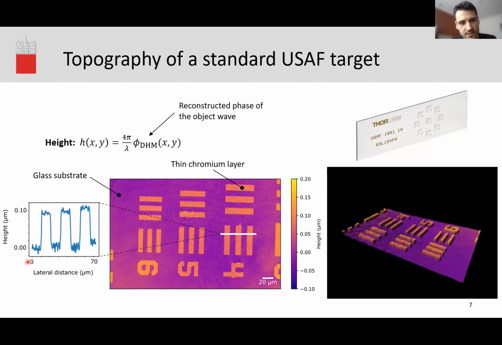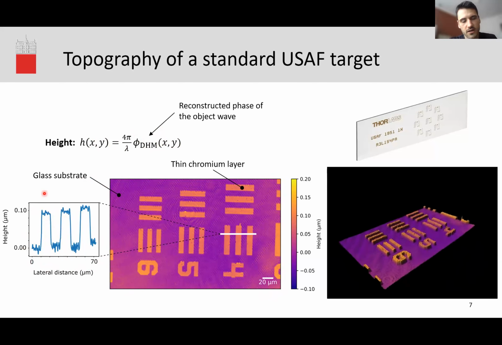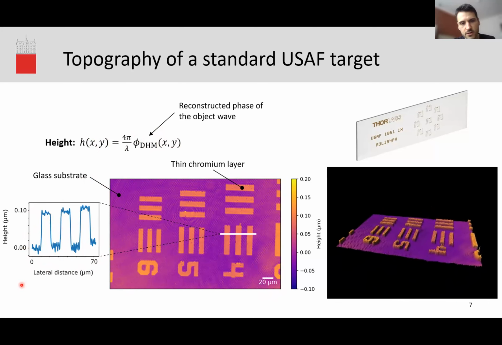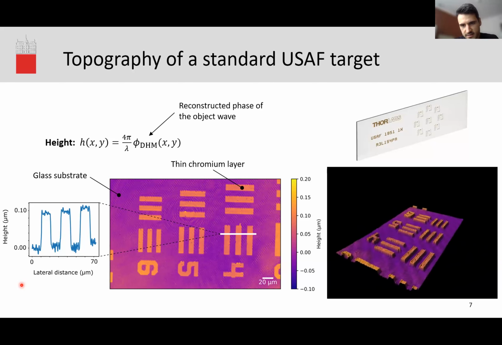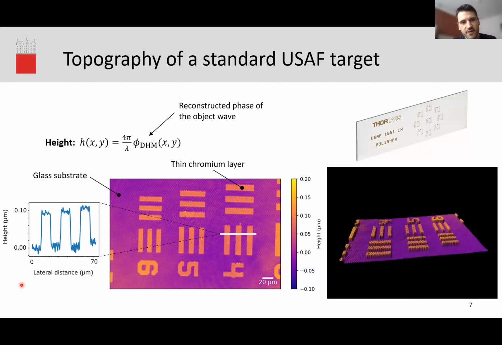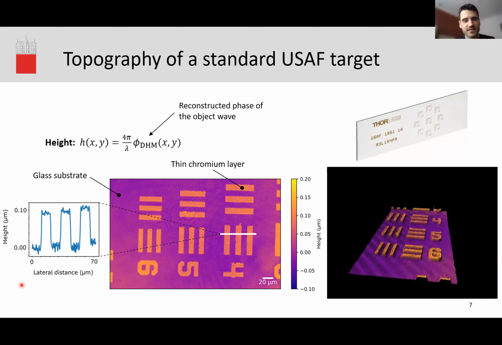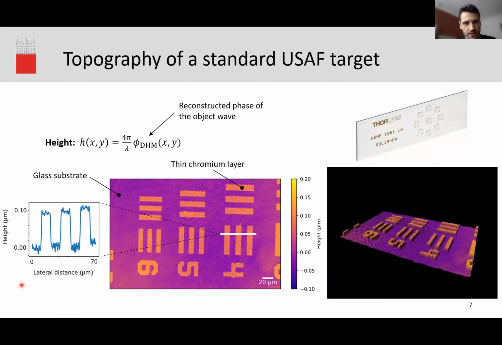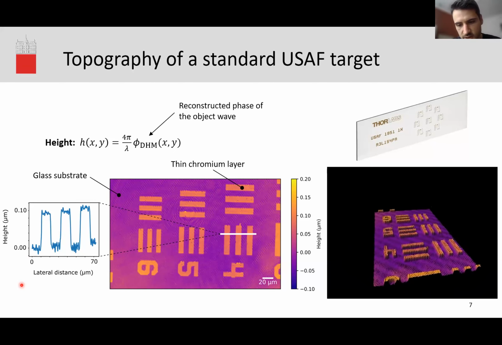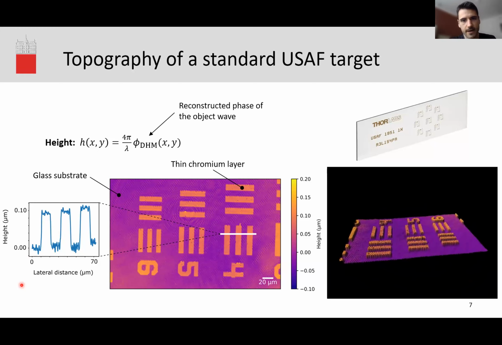So the vertical resolution in this case would be well below 100 nanometers, but lateral resolution is still limited as that of a conventional optical microscope. To be precise, it's even a little bit worse because we are filtering in the Fourier space, so we are also maybe losing some frequencies due to this process.